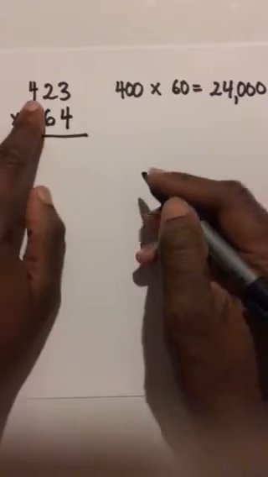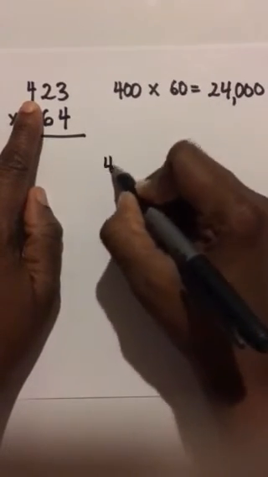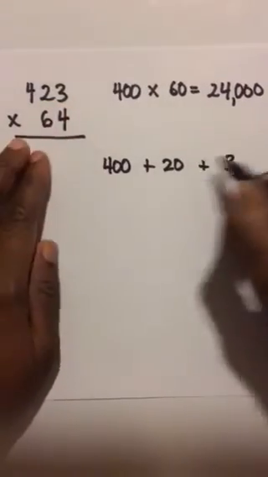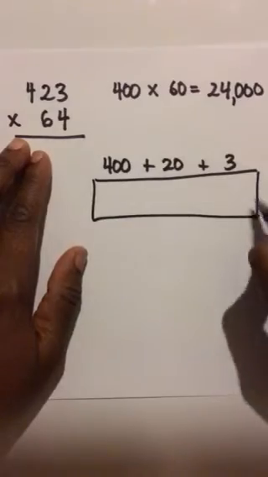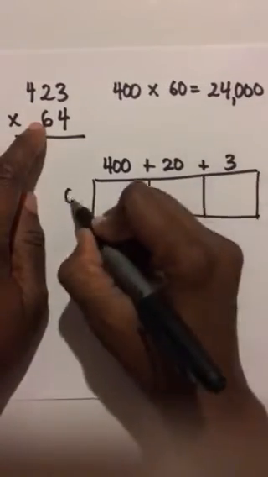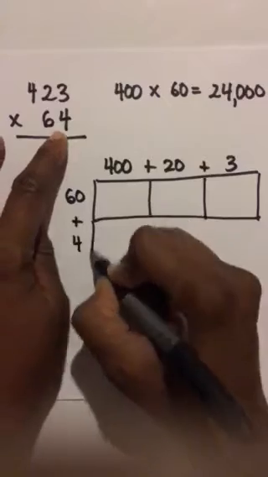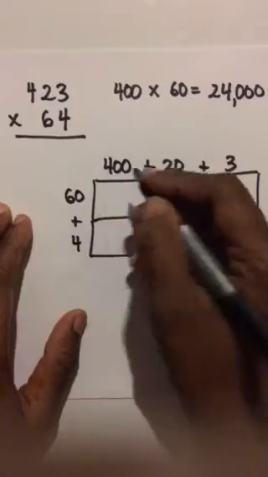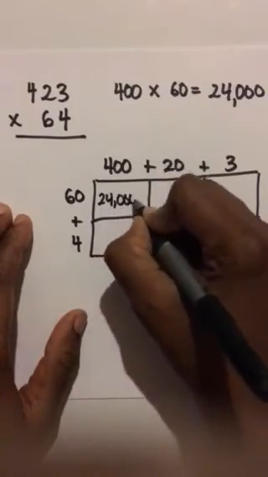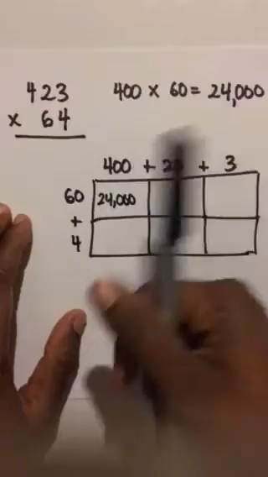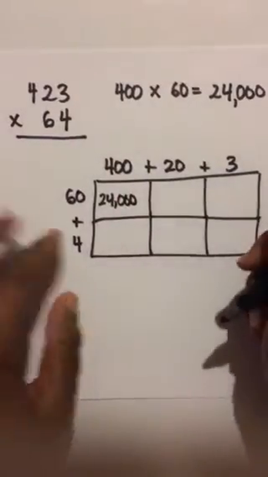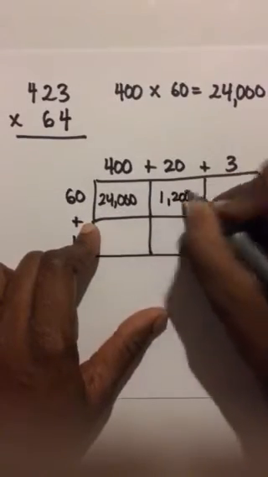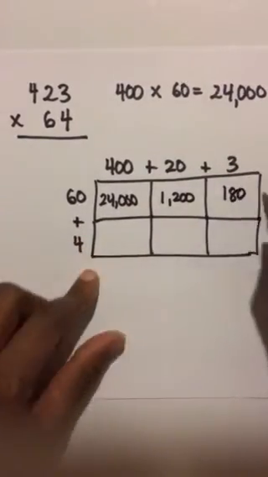Let's find out. All right, let's think about expanded form. 400 plus 20 plus 3. 60 plus 4. 60 times 400 is 24,000, so I'm already at my estimate. So I thought because I rounded down, my actual is going to be larger. 60 times 20 is 1,200. 60 times 3 is 180.